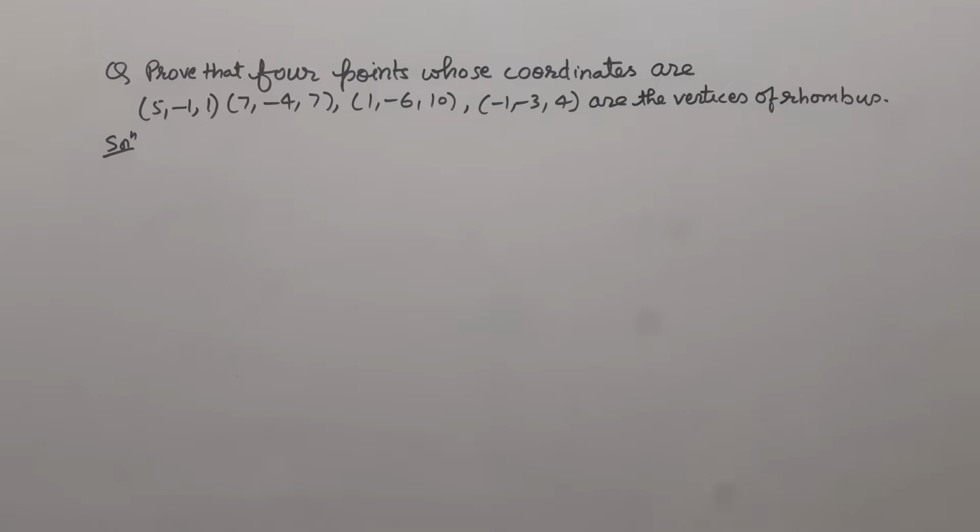So, if the 4 points are given and we have to prove that these are the vertices of a rhombus, first we find out all the four sides. If all the four sides are equal, then we find out the diagonals of the rhombus, and if the diagonals of this quadrilateral are not equal, then this is a rhombus.